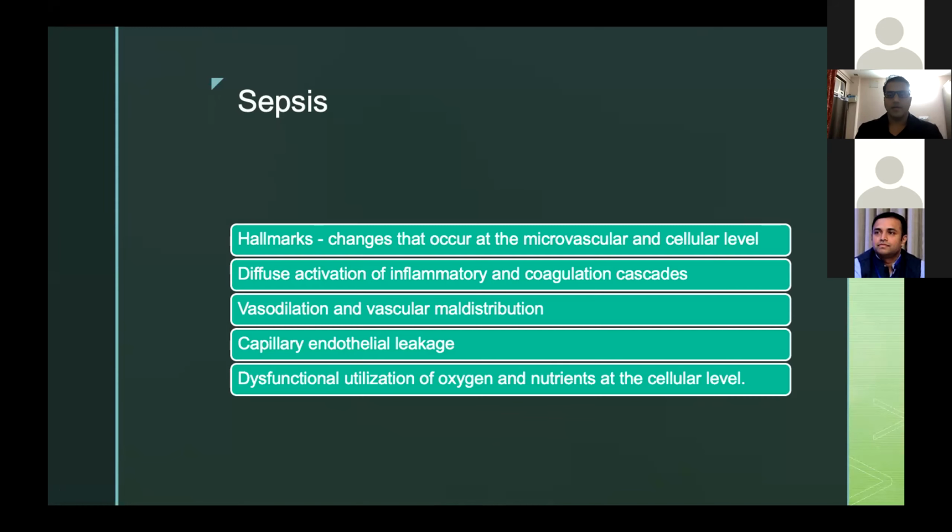And what is the dysregulation basically? It's the changes that occur at the microvascular and at the cellular levels. So what are the specific changes that occur at the microvascular and cellular levels? There is diffuse activation of inflammatory and coagulation cascades, as well as vasodilatation and vascular maldistribution. And as discussed in the last lecture, there is diffuse capillary endothelial leakage, and there is dysfunctional utilization of oxygen and nutrients at the cellular level.